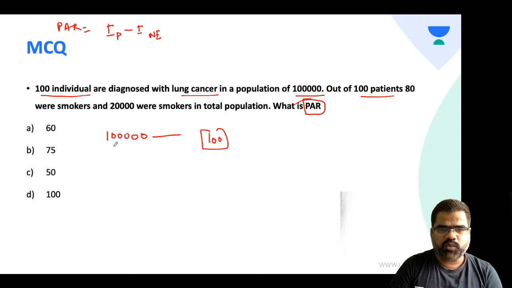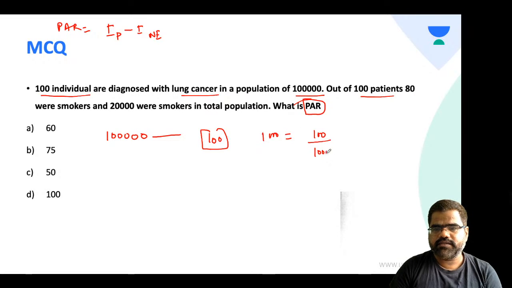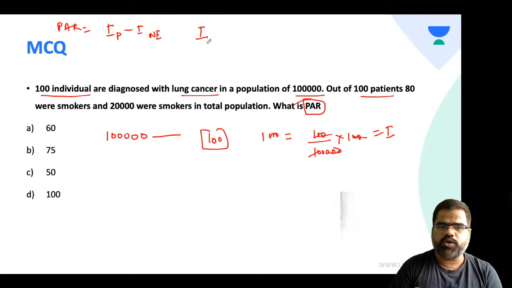Now let's try to calculate this. In 1 lakh, 100 people have developed lung cancer. So in 1,000, how much? That is the incidence. So it is 100 divided by 1 lakh into 1,000. So it becomes 1. So my incidence in population is 1, students. Done. I have this value now.